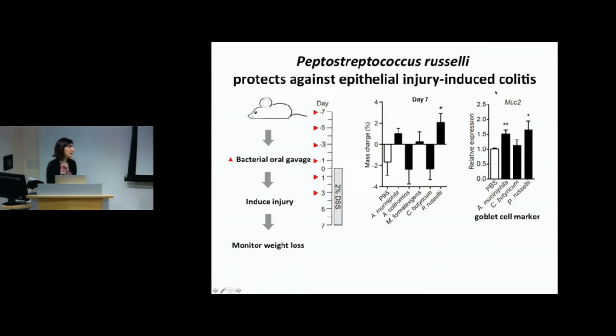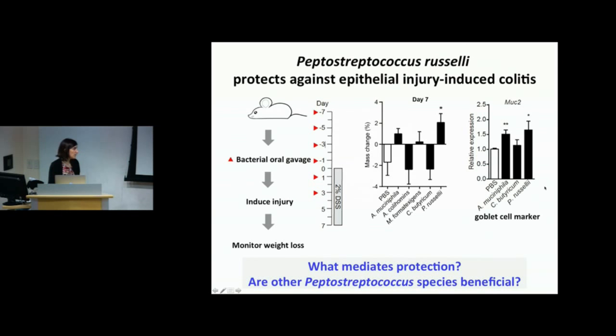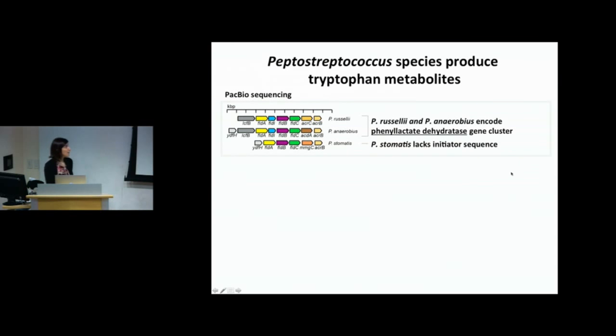We also looked at expression of MUC2, which is the gene necessary for mucus production. And we saw that in those same mice, there was an increase in expression of MUC2 when the mice were treated with P. russellii. And so we wanted to know what could be mediating this protection, and if other Peptostreptococcus species were also beneficial. And again, to make a long story short, we looked at genomes. We genome scanned many different Peptostreptococcus species genomes.